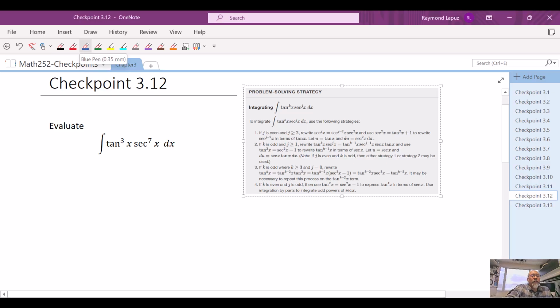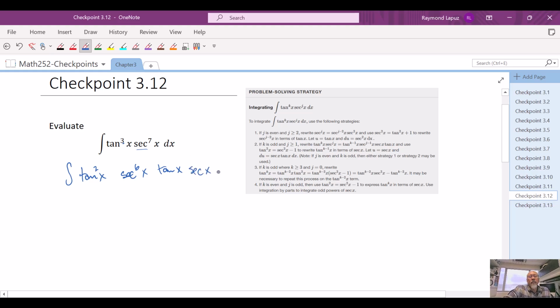Let's rewrite this. So we have the integral of tangent x. Now we're going to take one of these three things out, so we have 2 left over, and then we'll rewrite here tangent x. And then we have 7 secants, so we'll take one of them out so that we just have secant to the 6th, and then put the other secant function here. And then now this tangent times secant is a derivative of secant. And if we can change everything here in terms of secant, then that's great.